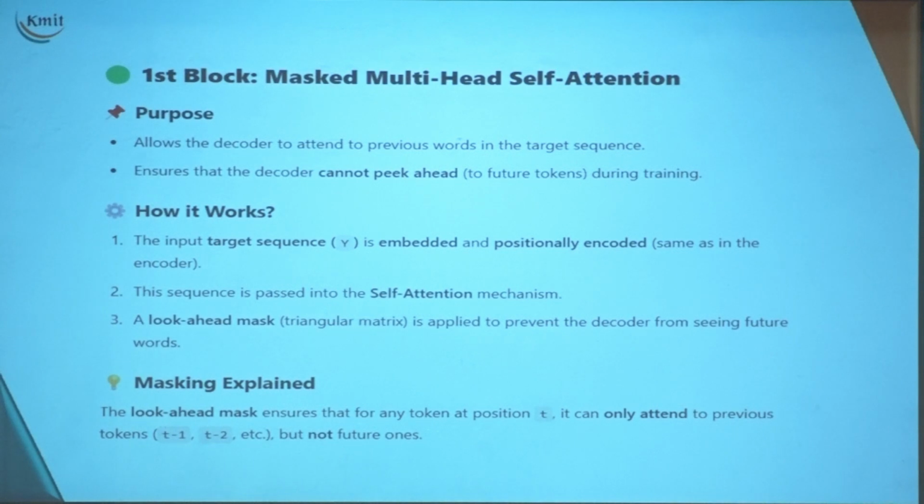So the input target sequence Y is embedded and positionally encoded. Yes or no? That sequence is passed to self-attention inside masked multi-head attention, and then we generate the look-ahead mask here. So in this attention we use that masking. In the encoder we were not using masking, but inside the masked multi-head attention block we will use it. In the code you will clearly understand that.